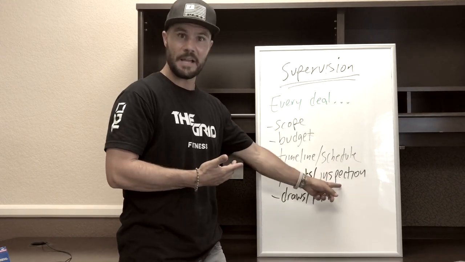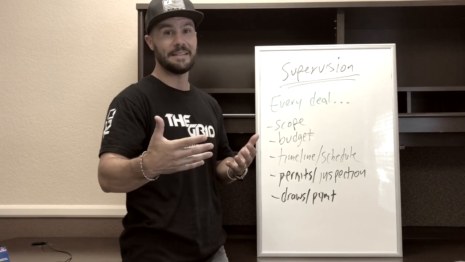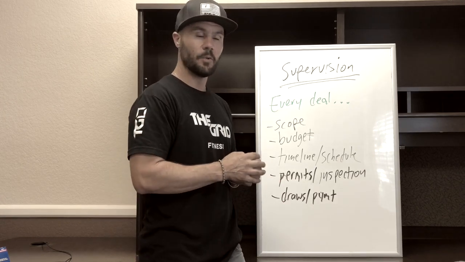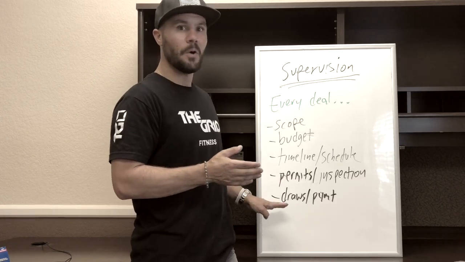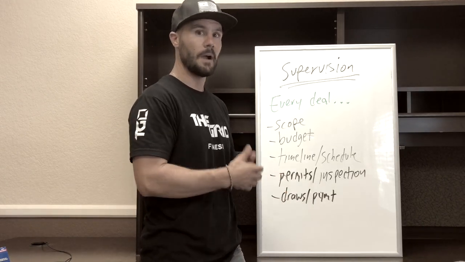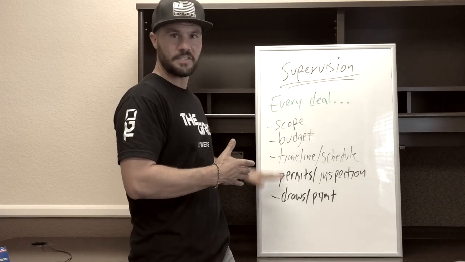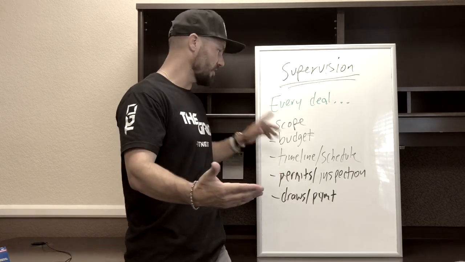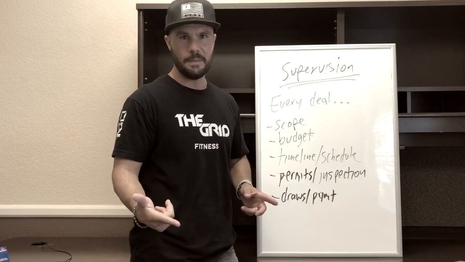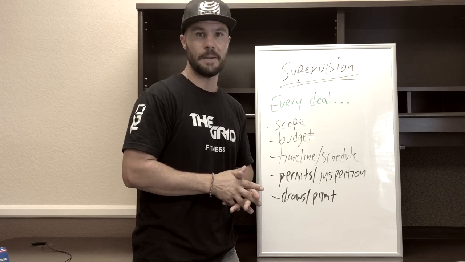You've got permits and inspections. That's another big responsibility that comes with building, and a lot of rehabs too. You've got to pull permits, and then you've got to have inspections on a lot of the work that we're going to do. And then you have draws and payments to your contractors, your subcontractors, or however you work it out. So every deal has these different responsibilities. There's a scope, a budget, timeline and scheduling, permits and inspections, and draws and payments. I'm talking just about the rehab part of the building phase of a real estate project.